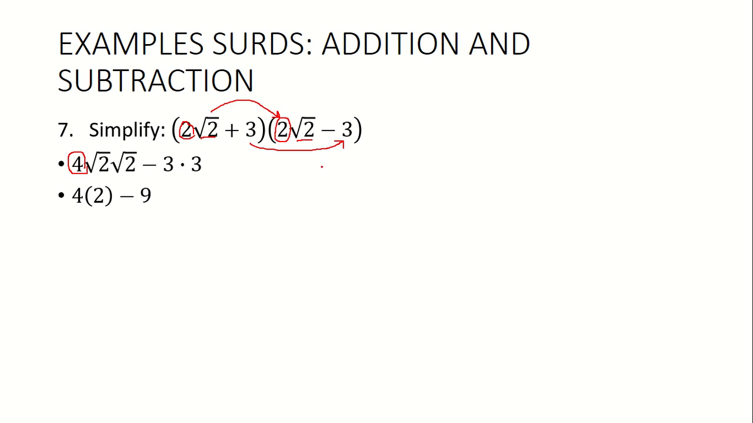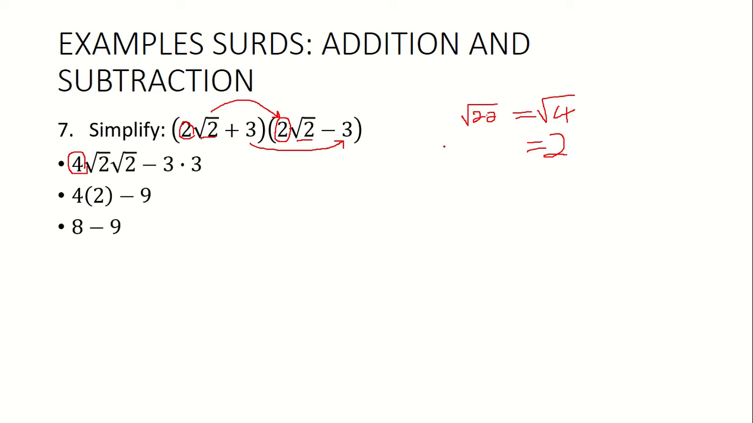Now, in this case, that's how we got the 2 that I just showed you now. And 3 times 3 is 9. 4 times 2, it'll give you 8. And then you'll have 9.